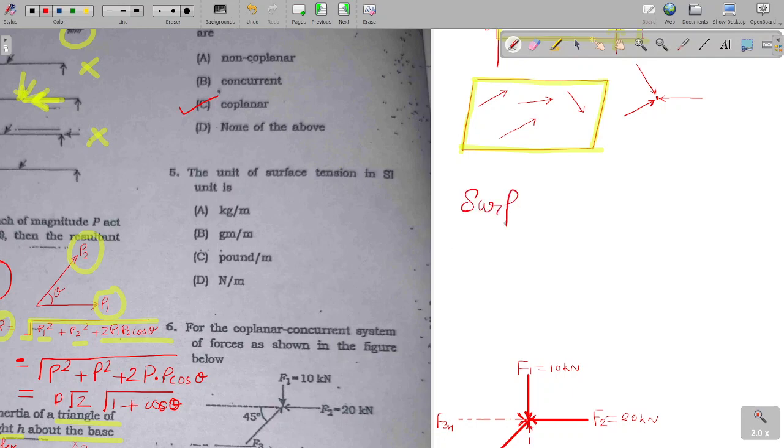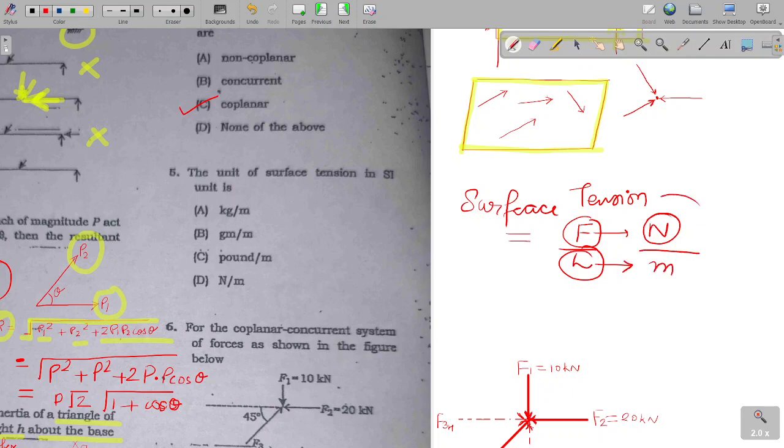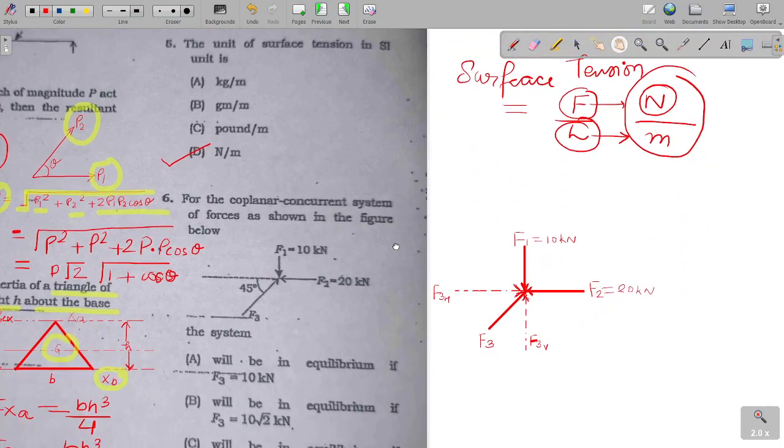So let's see what is the formula of surface tension. Surface tension is defined as force per unit length. So what is the unit of force? That's Newton. And what is the unit of length? Let's take it in SI unit. So that's meter. So the unit of surface tension can be Newton per meter. So option D is the most appropriate one. Let's move on to our next question.